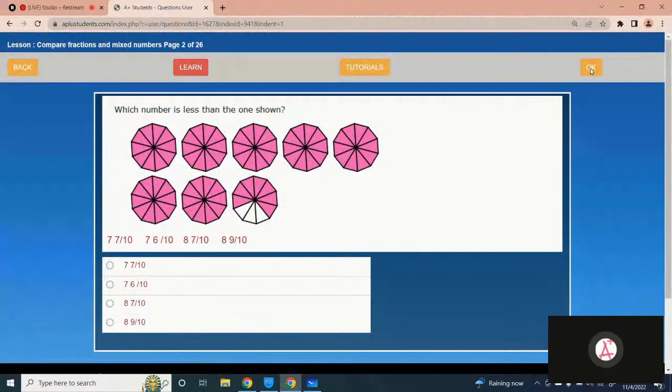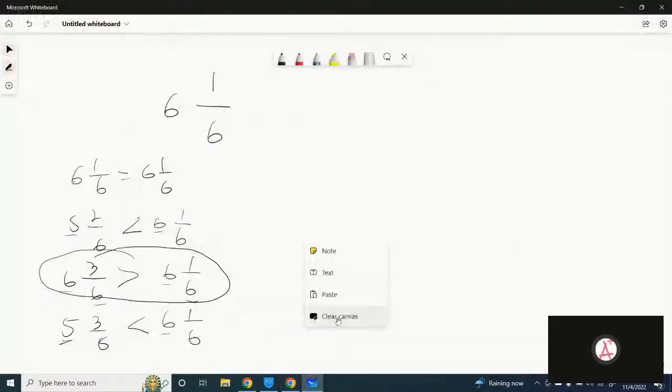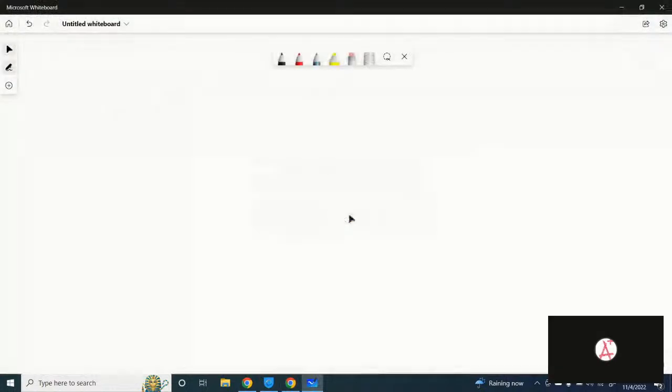Okay, which number is less than the one shown? So which number shown here is 1, 2, 3, 4, 5, 6, 7. It would be 7 whole 1, 2, 3, 4, 5, 6, 7. 7 whole 7 over 10. The one that is shown here is 7 whole 7 over 10.